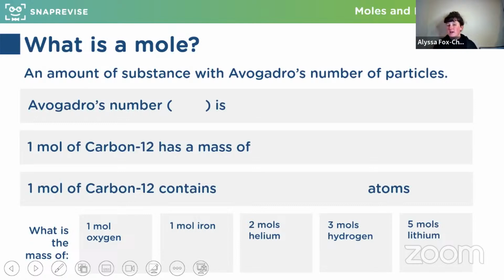In the same way that we can say a dozen eggs and we know that a dozen means 12, or if we're talking about money, I can say a grand and you know I mean £1,000. All of these are just a word for an amount of something. A pair, you know I mean 2. A couple, you know I mean 2, etc. So all of these are just names for an amount of substance. And a mole is just a very, very, very big amount of substance.